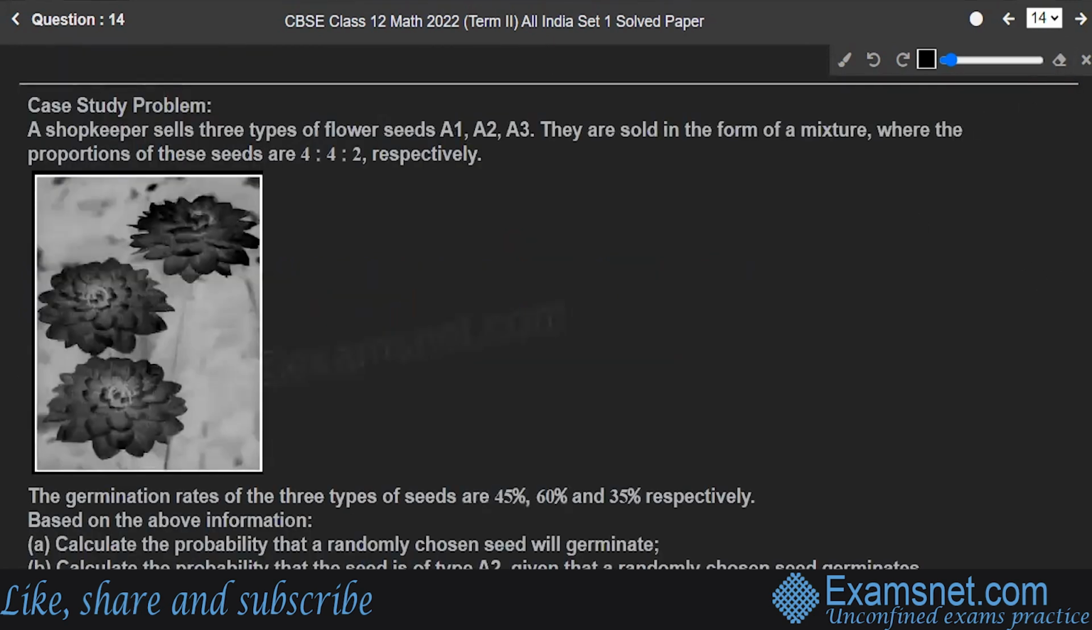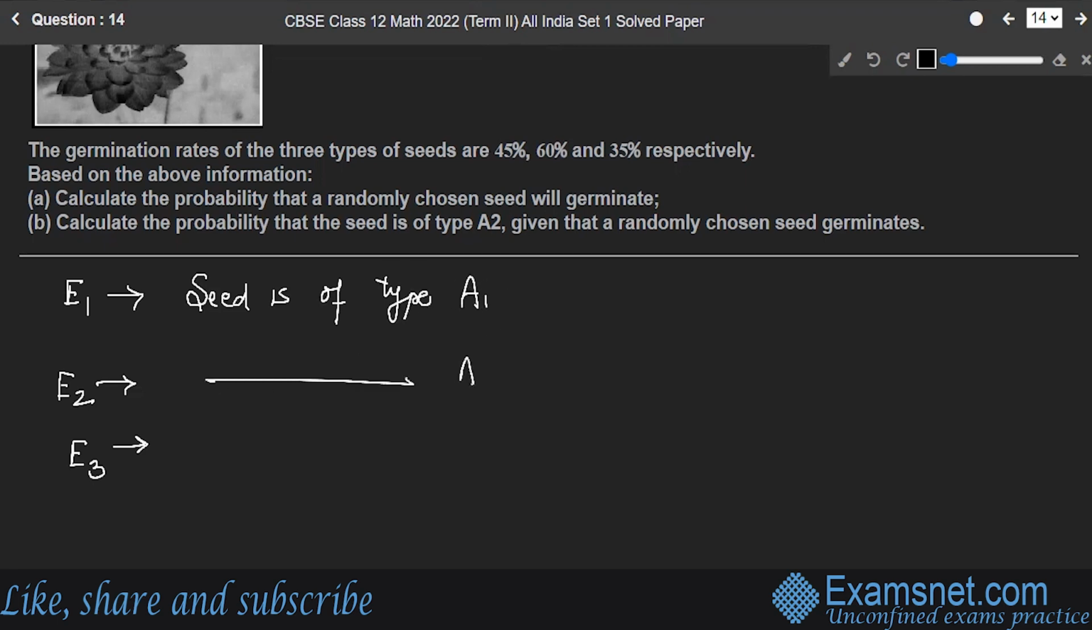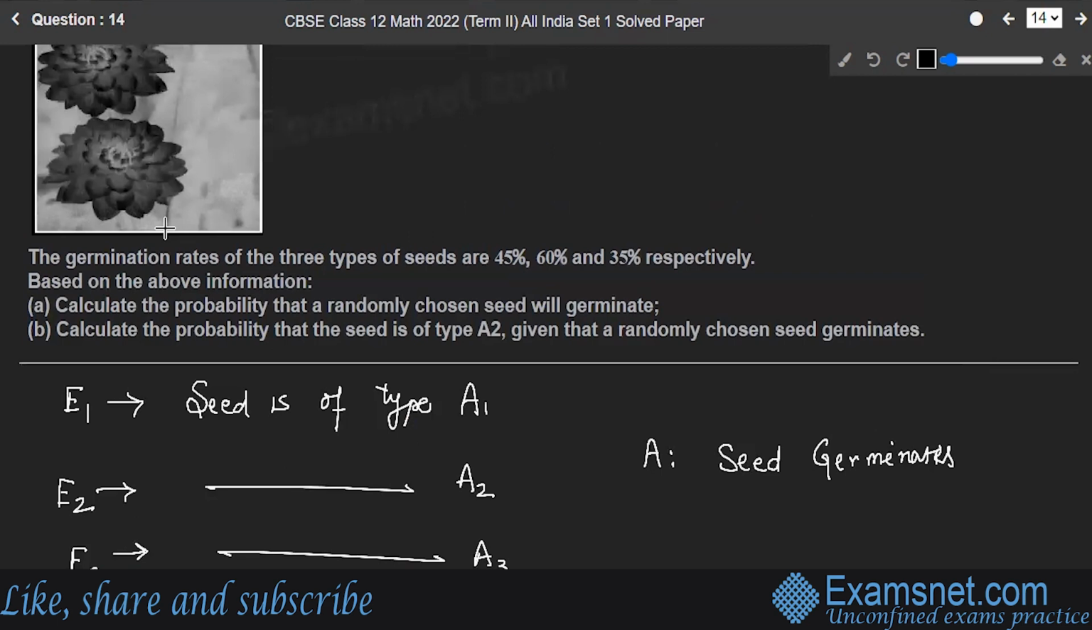All right. So first thing, I'll take 3 events, E1, E2, and E3. E1 is the event that the seed chosen is of type A1, E2 of type A2, E3 of type A3, right? And A is the event in which the seed germinates. Now it's given that the germination rates of the 3 types of seeds are 45%, 60% and 35%.